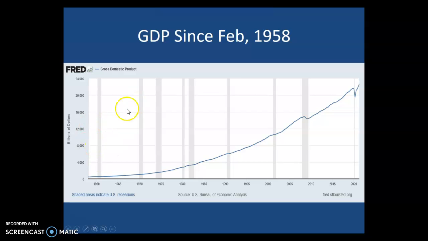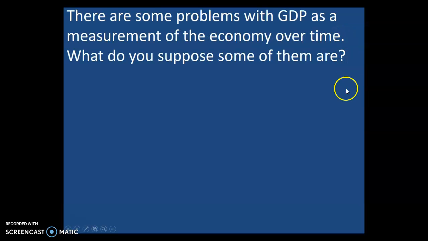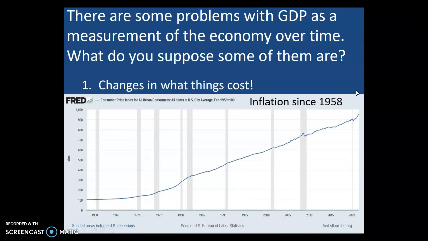So there are problems when we use GDP to measure production, because there is a direct relation of production to a society's wealth. And it's problematic. We are not 20 times richer and we are not producing 20 times more stuff, more value than we did in 58. So what are the problems? Well, one of the big problems with using GDP like that to measure our production is the fact that it does not take into account changes in what things cost.